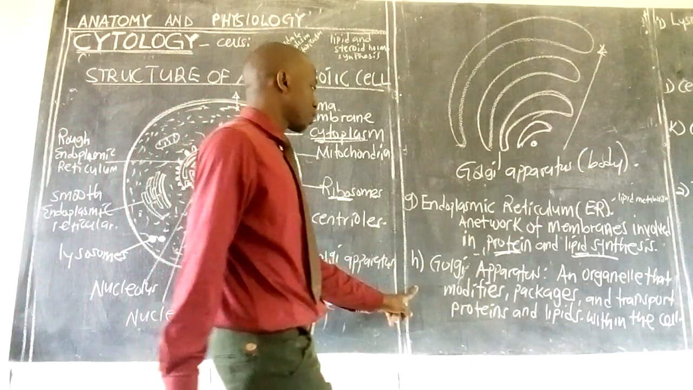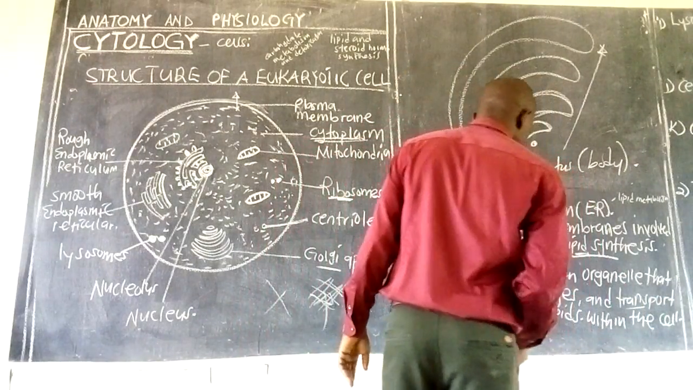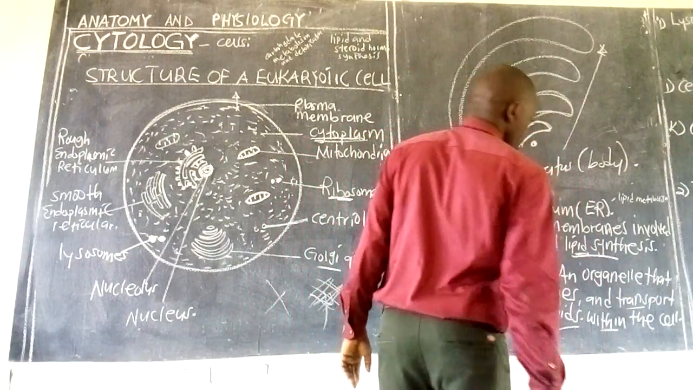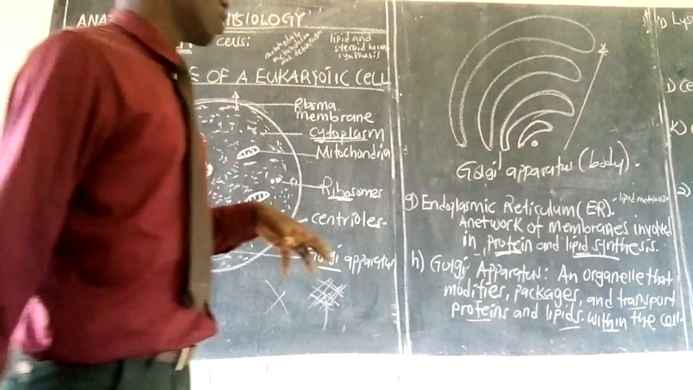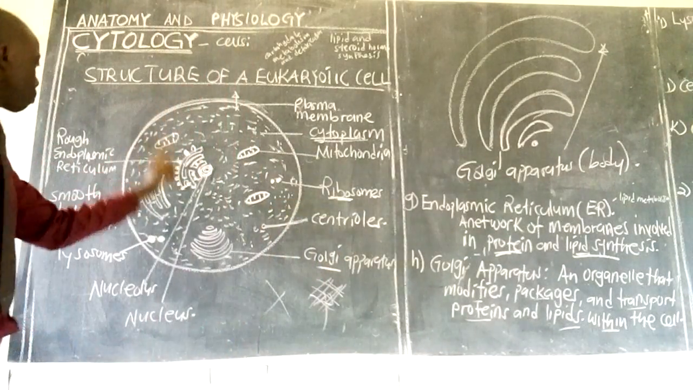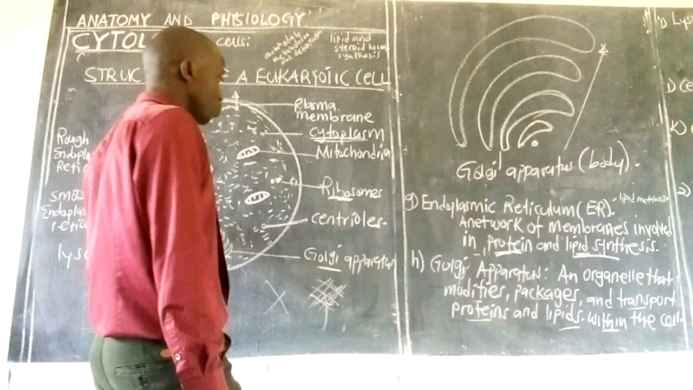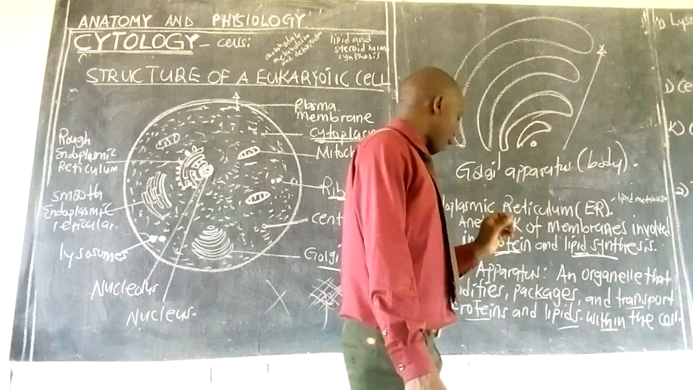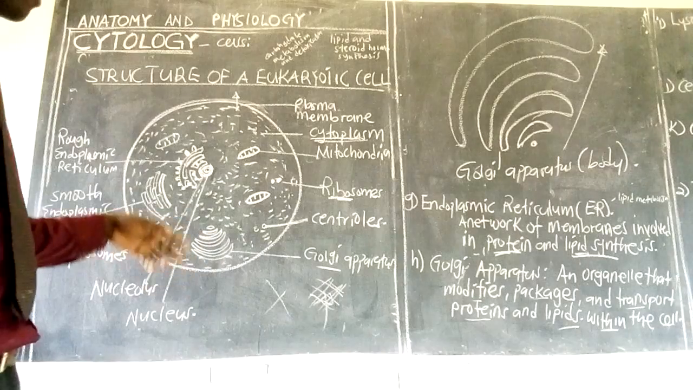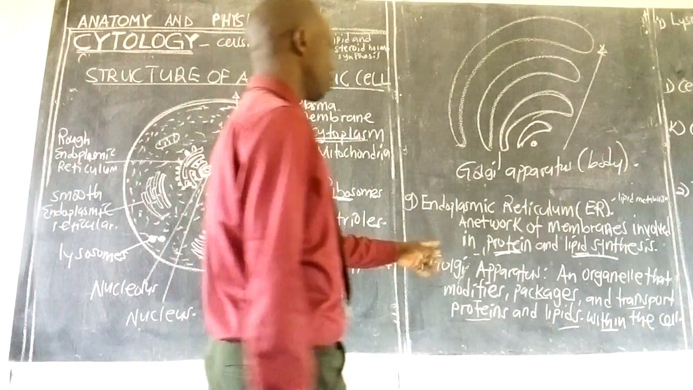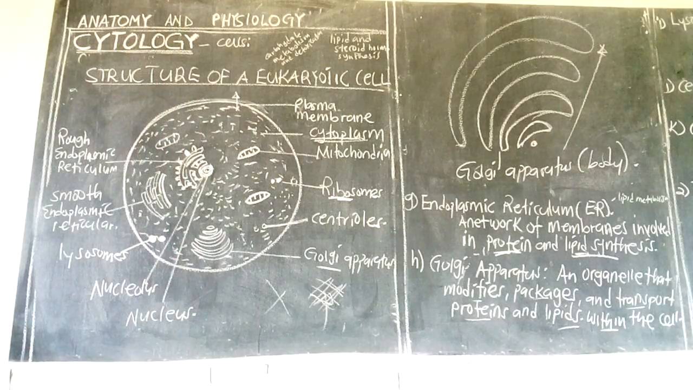So the Golgi apparatus is an organelle that modifies, packages, and transports proteins and lipids within the cells. So those lipids and proteins that were synthesized by the rough endoplasmic reticulum and smooth endoplasmic reticulum will be packed, sorted, and transported to the Golgi body or the Golgi apparatus. That is the Golgi apparatus that we have seen.